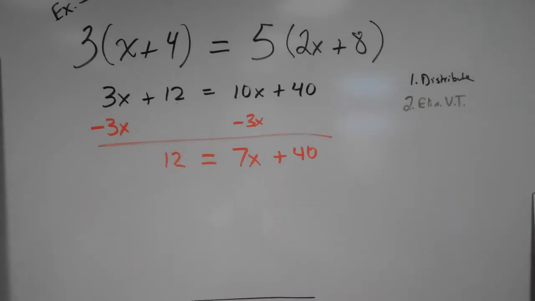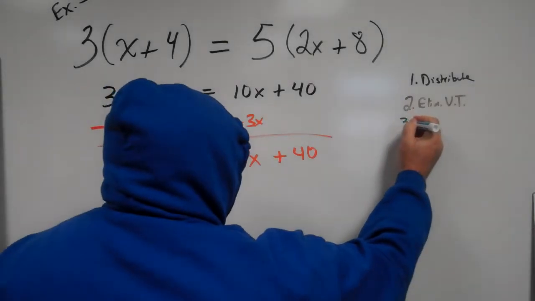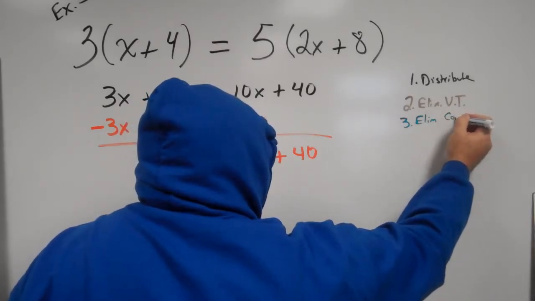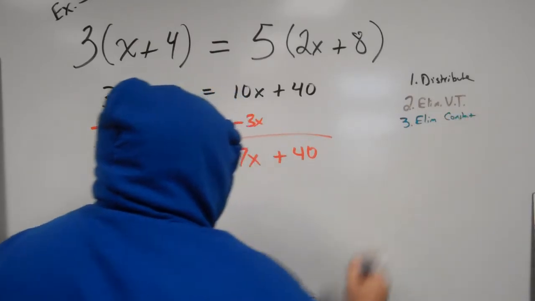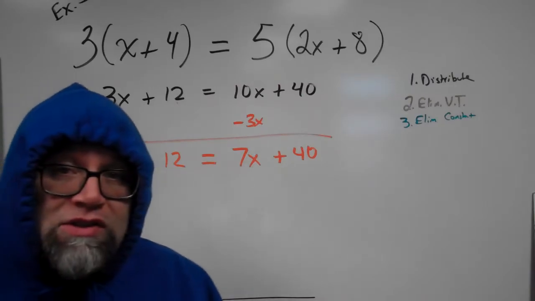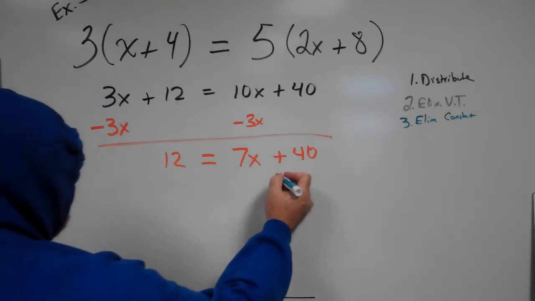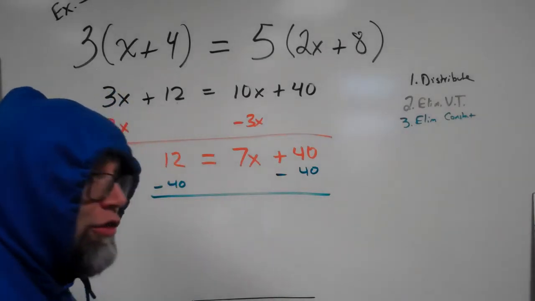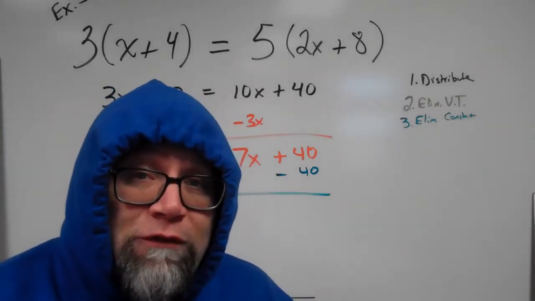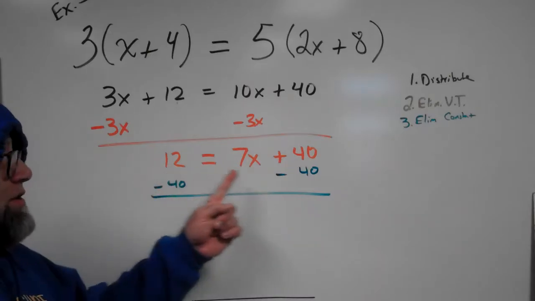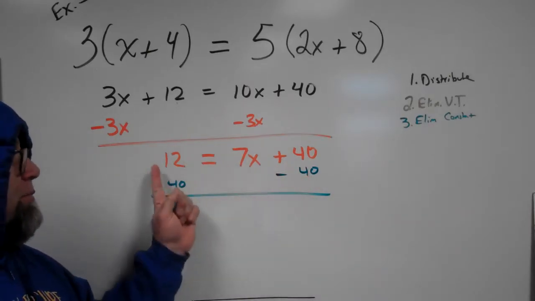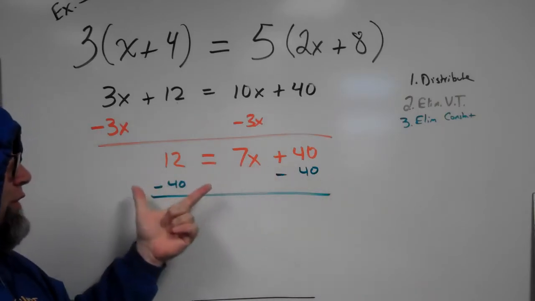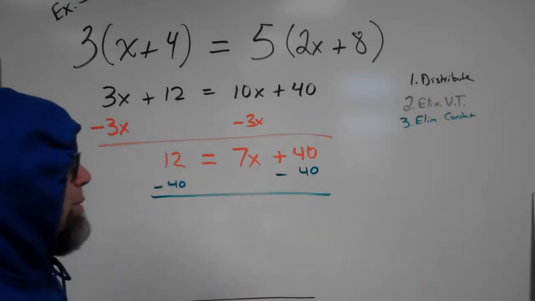Then we eliminate a constant. Now we're down to a 2-step, right? It's just a 2-step equation. This is our home base. So we're going to subtract 40, subtract 40. Now I made a thoughtful choice there to subtract 40 from both sides. I don't want to subtract 12 because then I'm moving things toward that variable. What I'm trying to do is take things off of this so I can get down to x equals something.